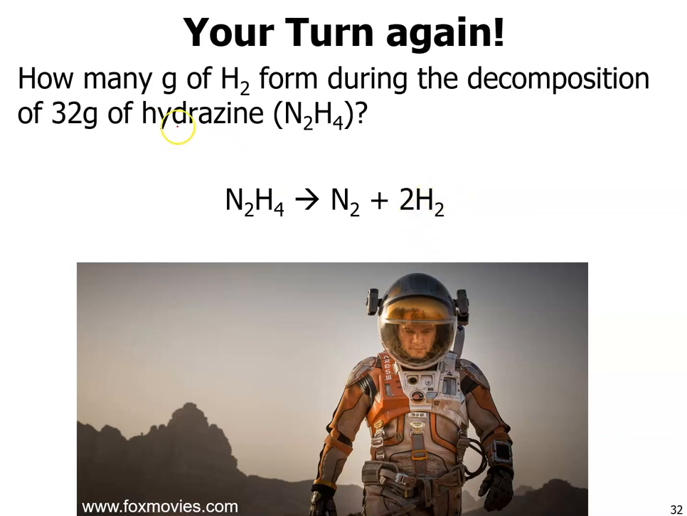So I would like you to look at and try to solve this problem. How many grams of molecular hydrogen are going to form during the decomposition of 32 grams of hydrazine?